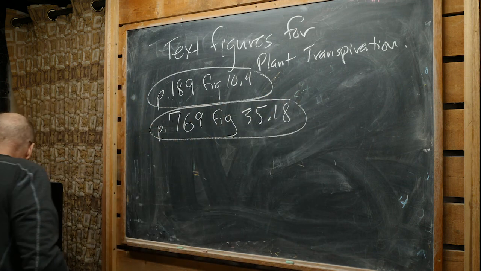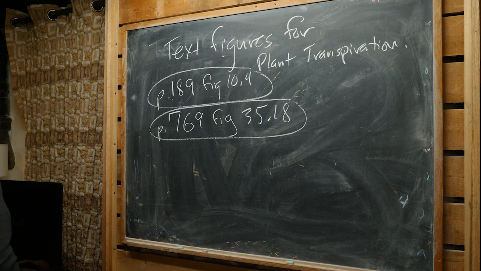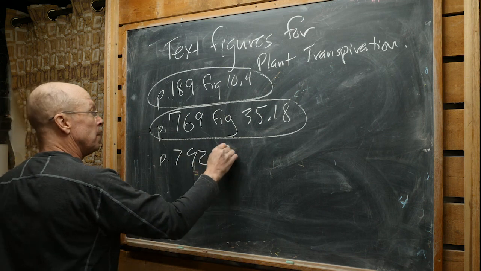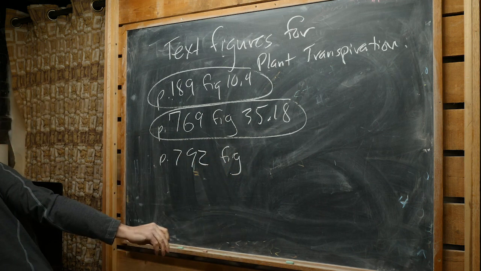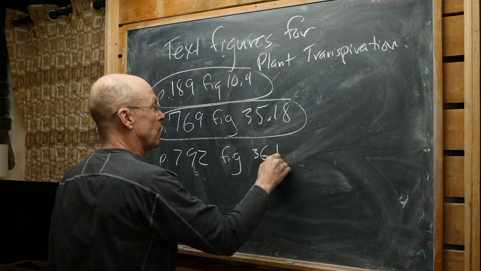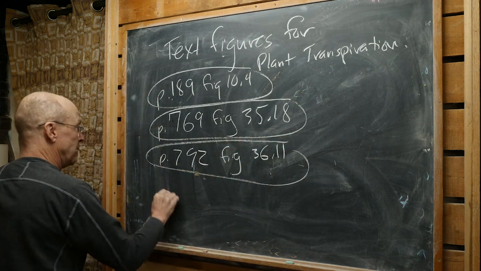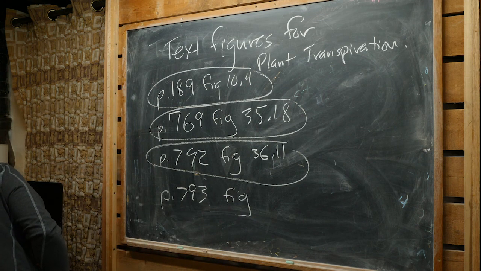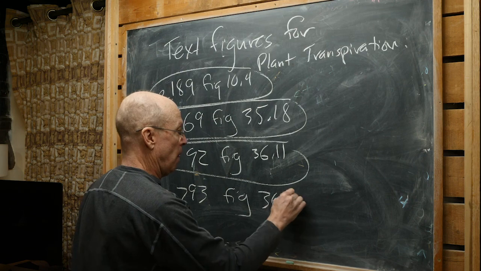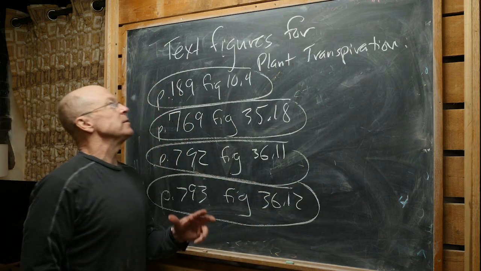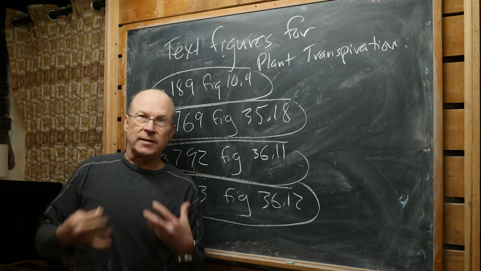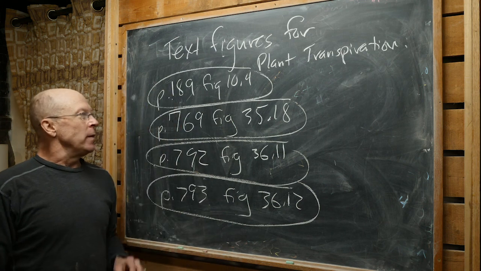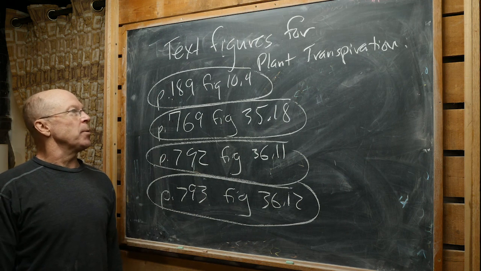All right. Continuing on, there's a couple of good figures. Page 792, figure 36.11. And then finally, page 793, figure 36.12. So there's some good figures if you want to actually sink deeper into this. You can see a little bit more of what I was showing there, but it's an extraordinary process.